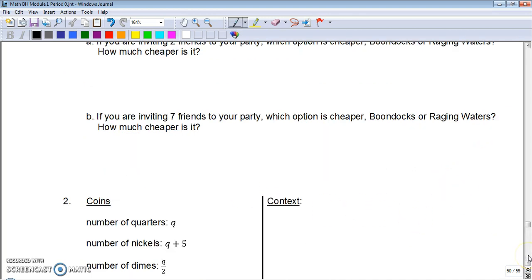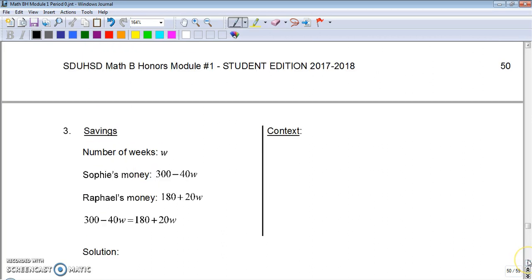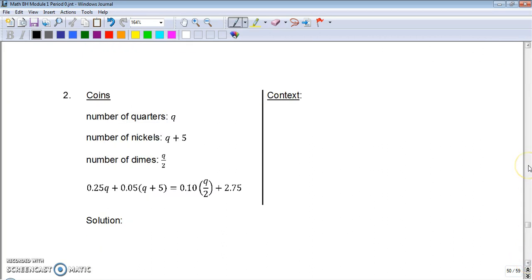So answer all those questions, solve that. Number 2 is a coin problem. So we see some things here. We have quarters, 5 more nickels, half as many dimes as quarters. Left side of the equation looks pretty standard. Right side we have the number of dimes, and we're going to increase that by 275. So let's see if we can craft that one.